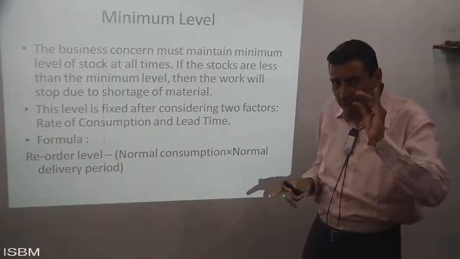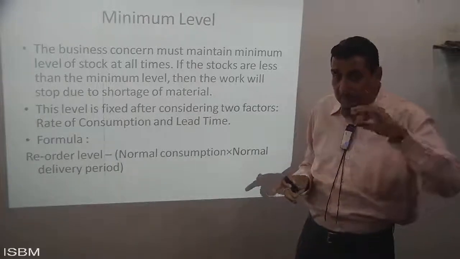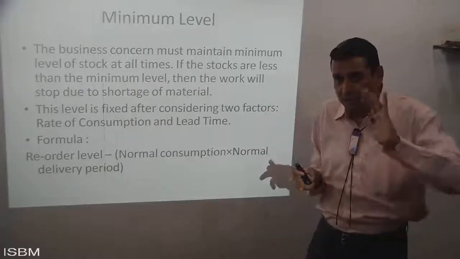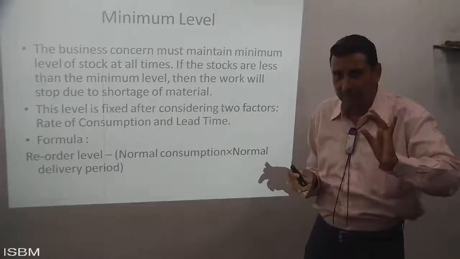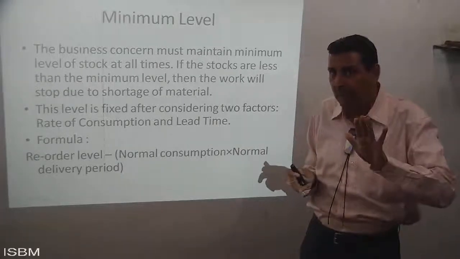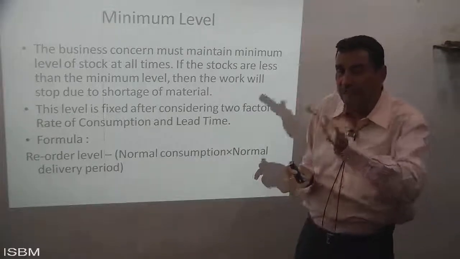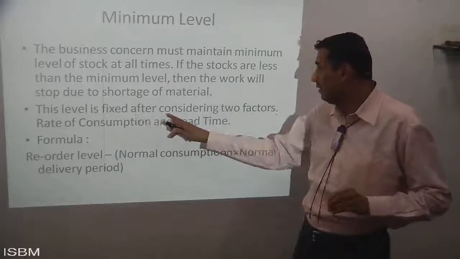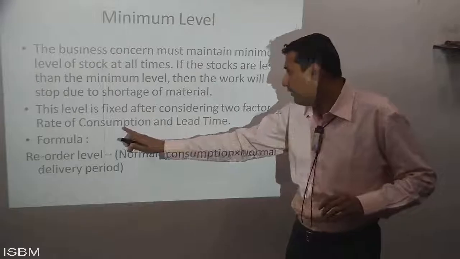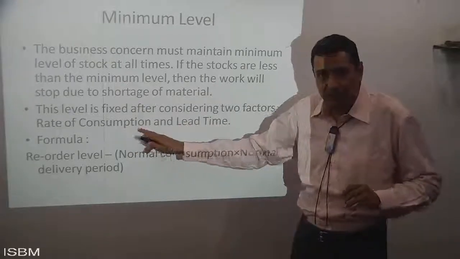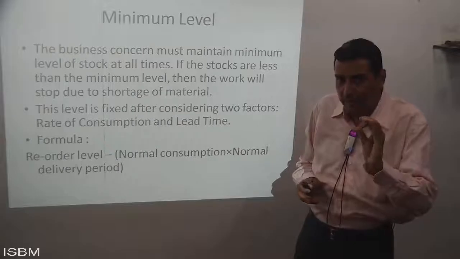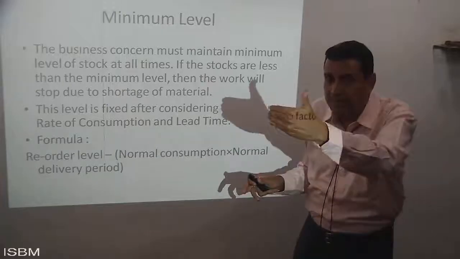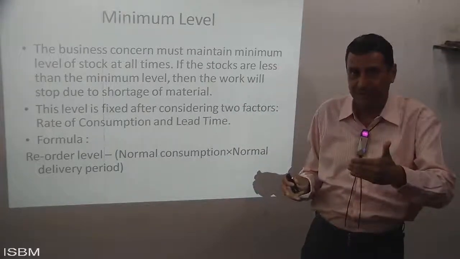Some companies keep the stock at a minimum level because they know the product profile and the demand in the market. So they ensure that stock is kept at a minimum level. Your raw material inventory should be kept at a minimum level so that they are able to sustain the production program or production plan of the company. This level is fixed after considering two factors: rate of consumption and lead time. Rate of consumption is how frequently you need the raw material, and lead time means the time it takes for raw material to get from the supplier to your manufacturing process.